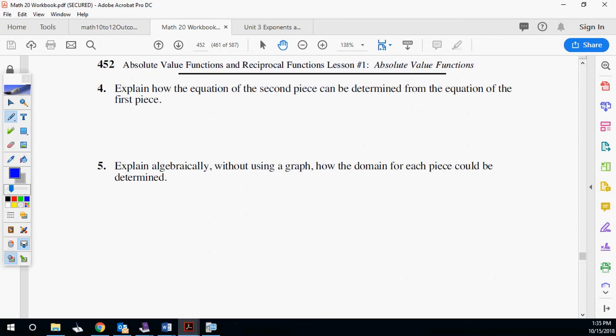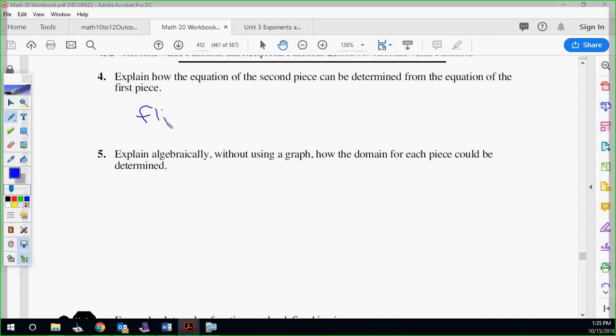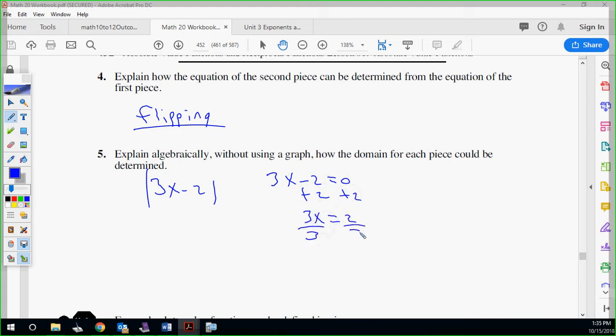All right, we're just going to go through these a little bit more here. Explain how the equation of the second piece may be determined from the equation of the first piece by flipping. By flipping the signs. That's all. It's the opposite. Explain algebraically, without using a graph, how the domain of each piece can be determined. This is exactly what Parker just asked. You can set that inside equal to 0. So let's say it was 3x minus 2. Then 3x minus 2 equals 0. Add the 2, divide by 3, just like we do with factoring. So 2/3. I just made this one up off the top of my head. The v changes direction at 2/3.